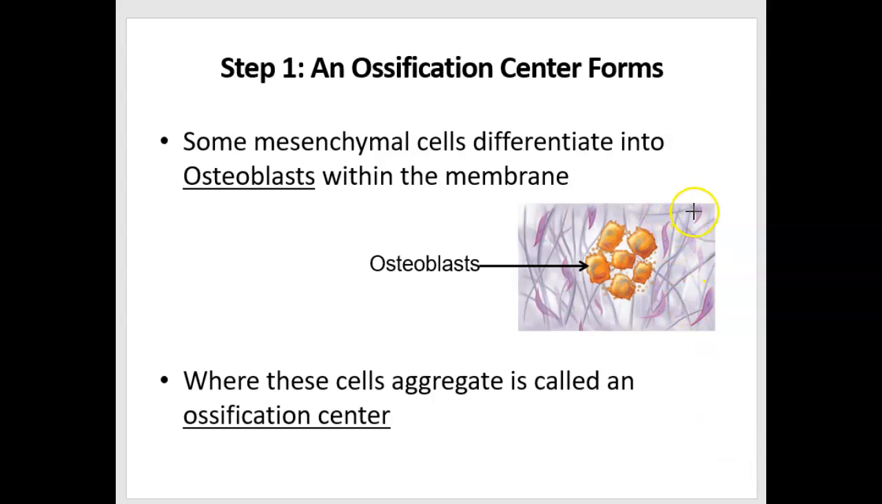So here we have a mesenchymal membrane, connective tissue. We'll say it's up in the skull region. And some of the cells that were mesenchymal cells, they turn into osteoblasts. They differentiate. And so these cells now are blastic, meaning they can cause growth. And where they all aggregate together, that's called an ossification center.